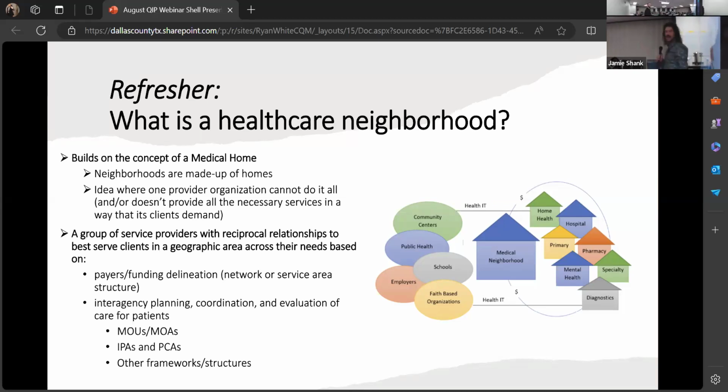Well, there's a ton of examples like that, but that's really the concept here: medical homes make up medical neighborhoods, and all of us are probably medical homes to a certain extent. The other thing is that we need to have these reciprocal relationships. So it's not just enough to think, oh yeah, my client might be in care elsewhere, but we really need to have something that's meaty, something that's meaningful to tie us together.